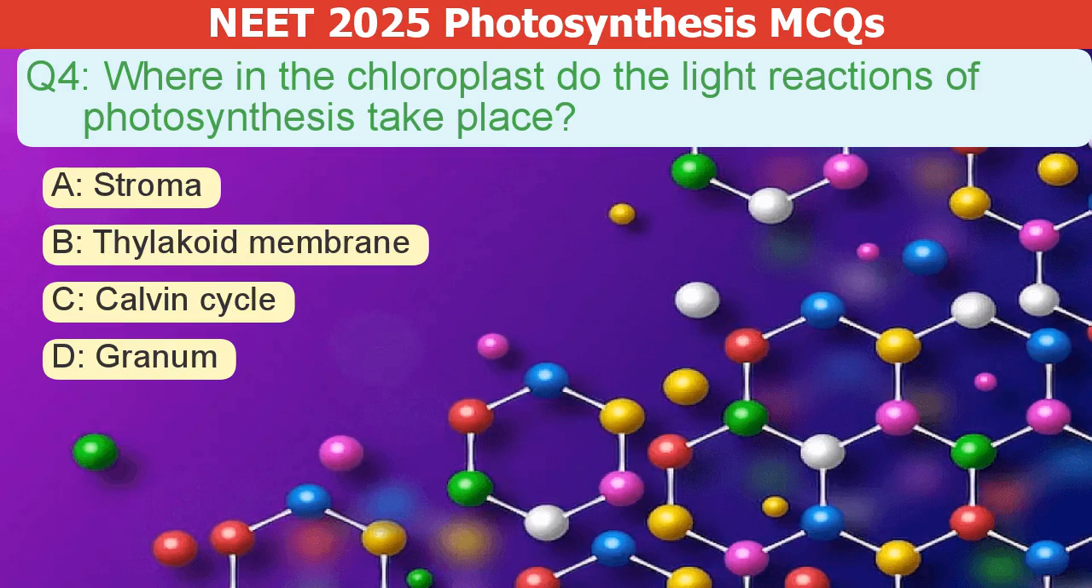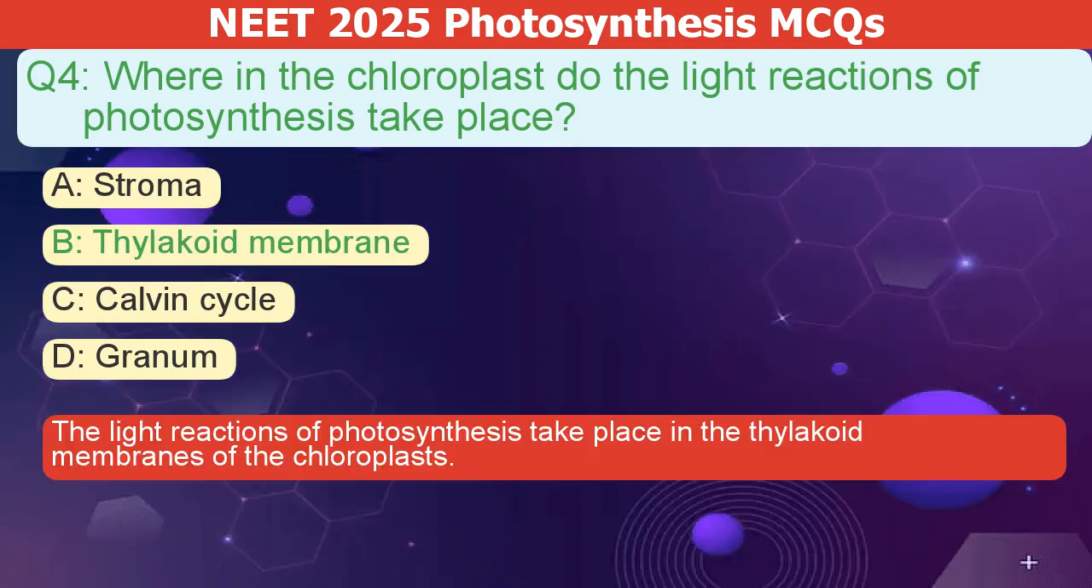Where in the chloroplast do the light reactions of photosynthesis take place? A. Stroma. B. Thylakoid membrane. C. Calvin cycle. D. Granum. The correct answer is B. The light reactions of photosynthesis take place in the thylakoid membranes of the chloroplasts.